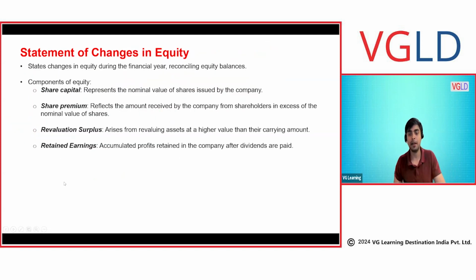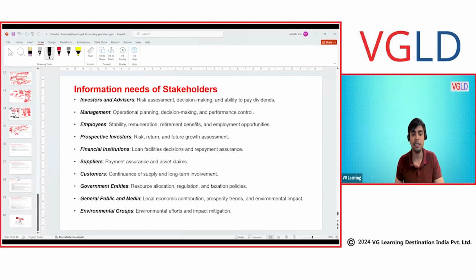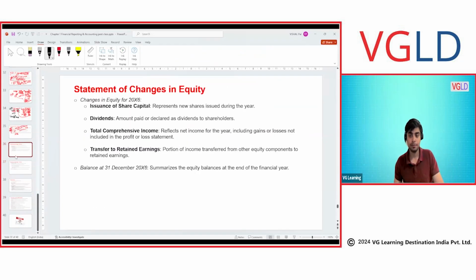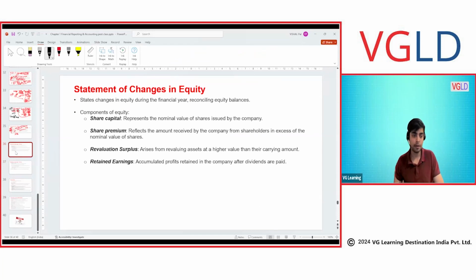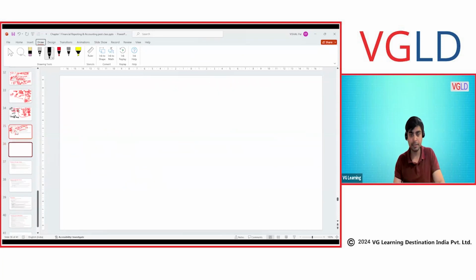Now, the last topic of chapter number 1, statement of changes in equity. No, I think a stakeholder is there. Okay, if you want to understand, let me just help you with a couple of things.